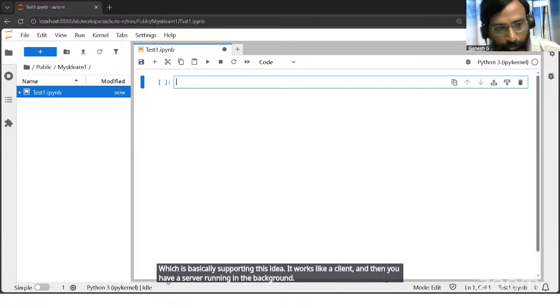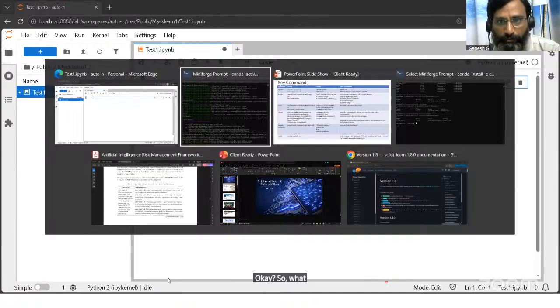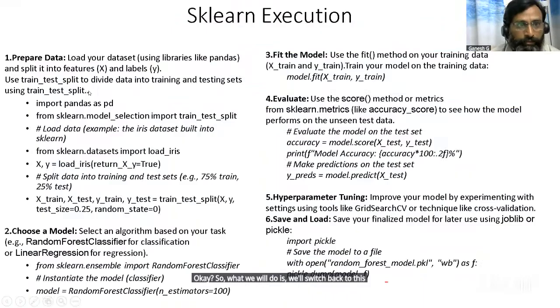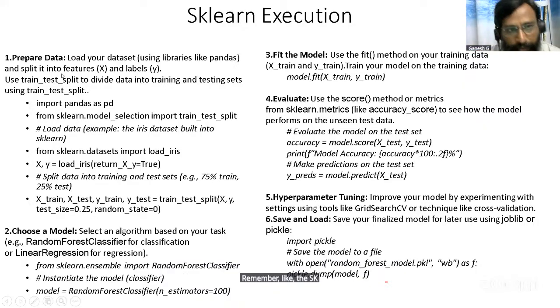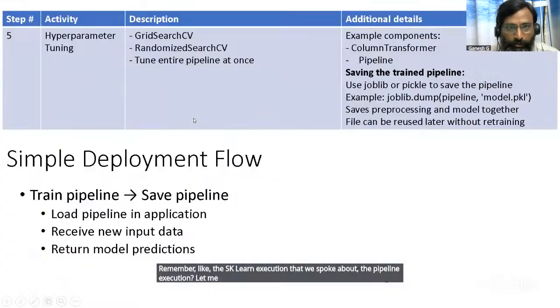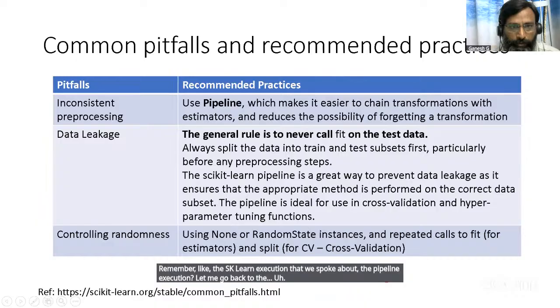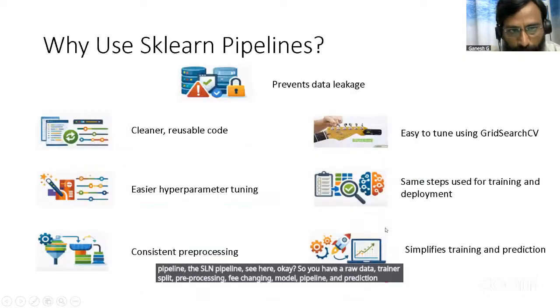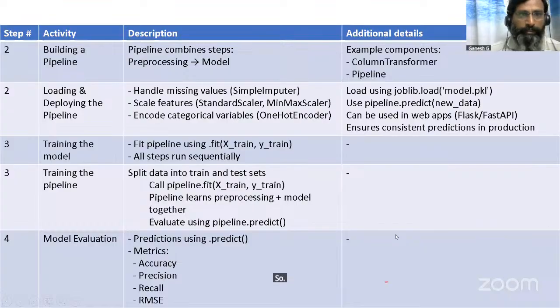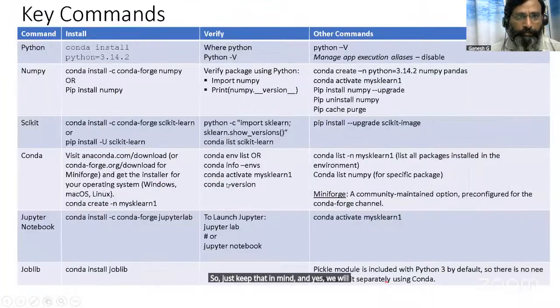So what we will do is we'll switch back to this. We'll take this one example. Remember the sklearn execution that we spoke about, the pipeline execution. Let me go back to the slide which we talked about, the sklearn pipeline. See here, you have raw data, train-test split, preprocessing, feature engineering, model pipeline, and prediction or evaluation. Just keep that in mind, and we will have a slight implementation out here.